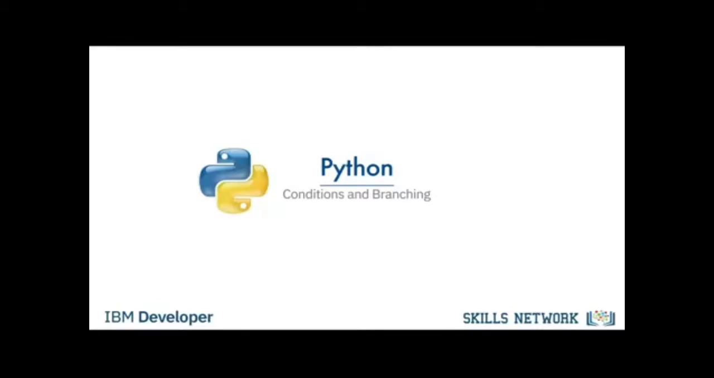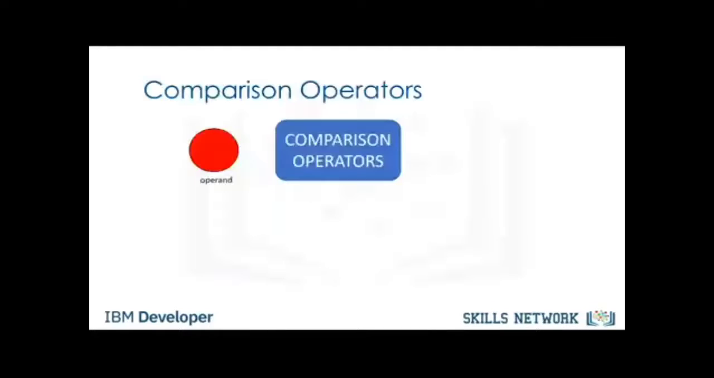In this video, you will learn about conditions and branching. Comparison operations compare some value or operand. Then, based on some condition, they produce a Boolean.